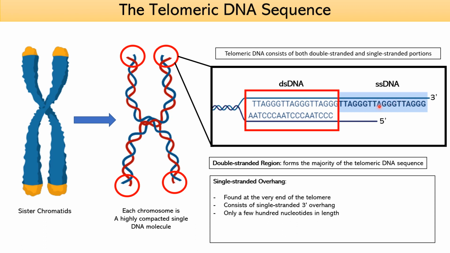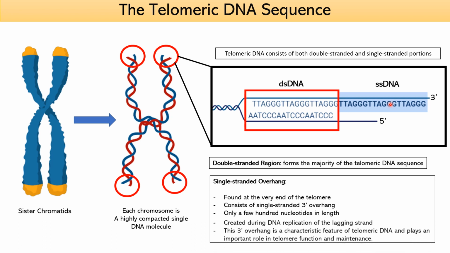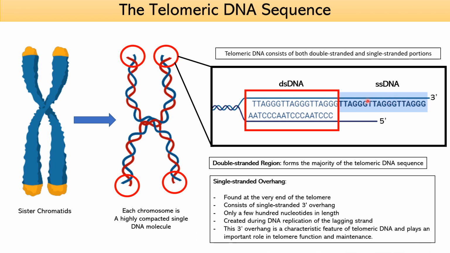It consists of a 3' overhang, which is only a few hundred nucleotides in length. This overhang is created during DNA replication of the lagging strand, and its creation is a very well-known characteristic of telomeric DNA. It plays a very important role in telomere function and maintenance. And through this tutorial, we will understand how important this overhang is.